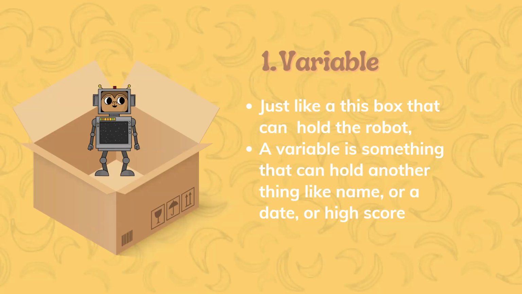What is a variable? Just an example: imagine a robot inside a box. Like this box that can hold the robot, that contains the robot. A variable is something that can hold another thing, like a name or a date or a high score.